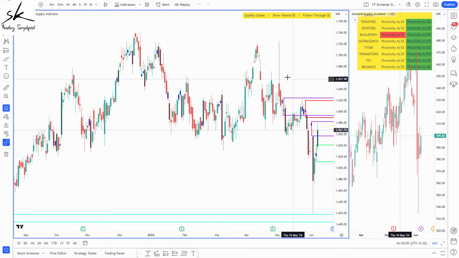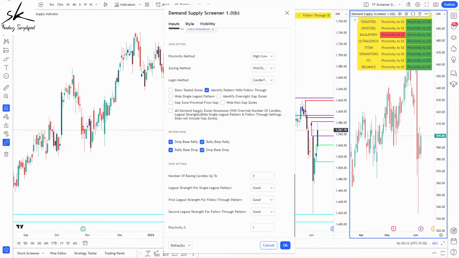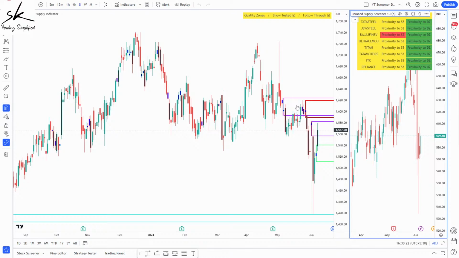And if I go to the screener example, you can see here what I've done is I've added the screener to one chart and I've given around 40 symbols, and I'm telling the screener that out of these 40 symbols, find the symbols where the current candle is within 1% proximity to a demand area or a supply area. So can you see now I don't have to look at all the symbols. I know these are the only symbols where I'm pretty close to a demand area or pretty close to a supply area, and I can just analyze them instead of analyzing all those 40.